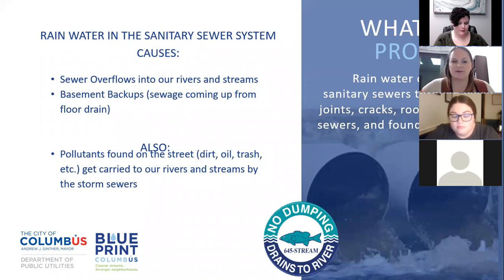Also, this rainwater that's rushing down the street is picking up trash, pollutants, pieces of, when your car breaks, all kinds of things that are on the road, anything that's on the road, and is rushing down the street and going into our storm sewer and eventually gets carried out to our rivers and streams that way. So that's the problem. Next slide.